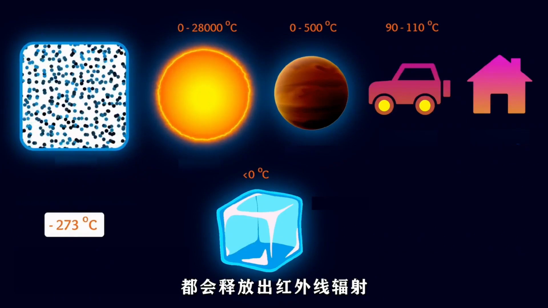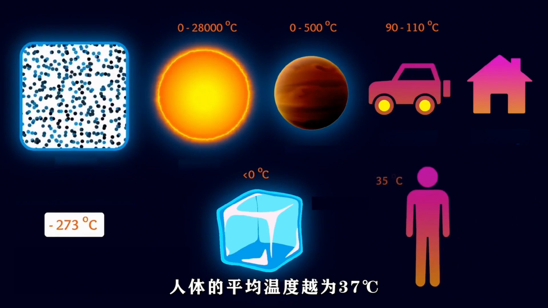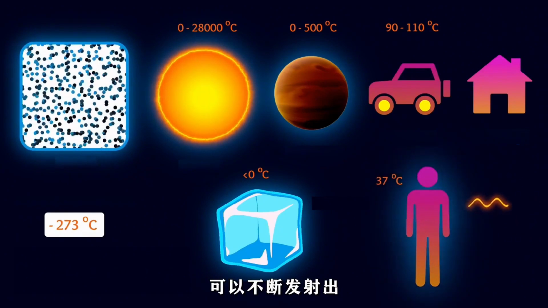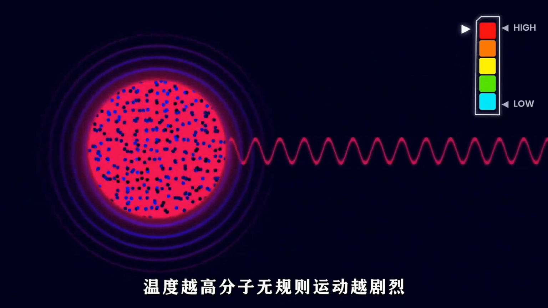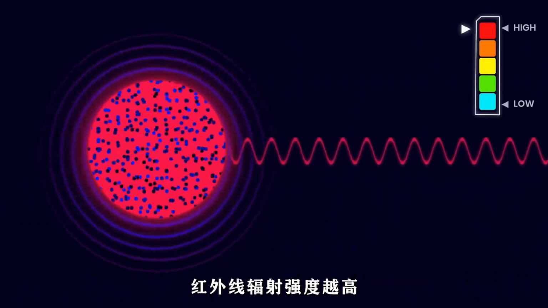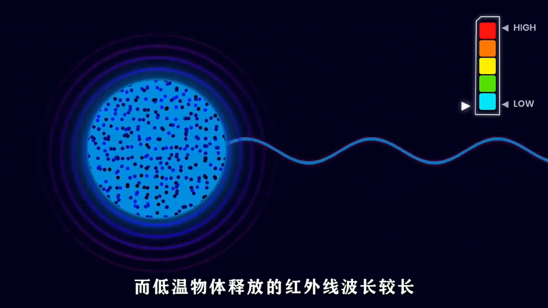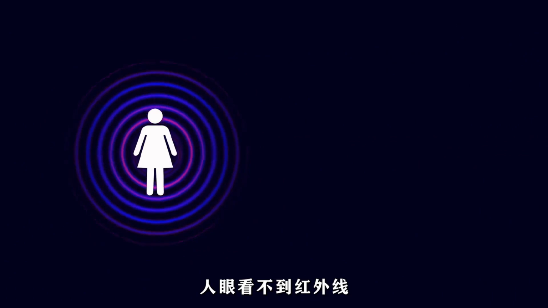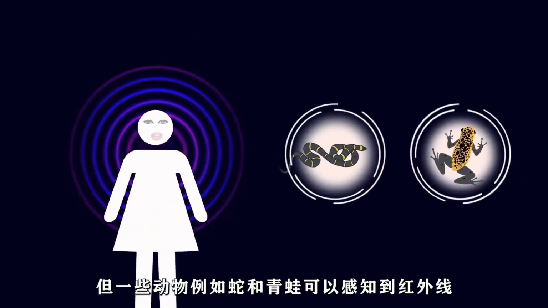The average temperature of the human body is about 37 degrees Celsius, which can continuously emit infrared rays with a wavelength of 10,000 nanometers. The higher the temperature, the more violent the irregular movement of molecules, the higher the intensity of infrared radiation, and the shorter the wavelength. The infrared rays released by low-temperature objects have a longer wavelength, and the human eye cannot see infrared rays. But some animals, such as snakes and frogs, can sense infrared light and catch prey hiding in the dark.